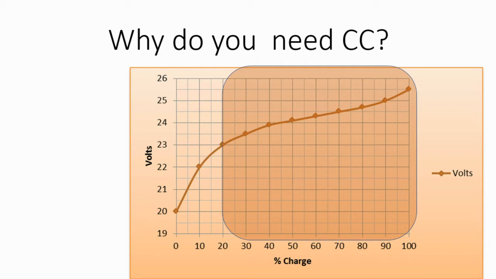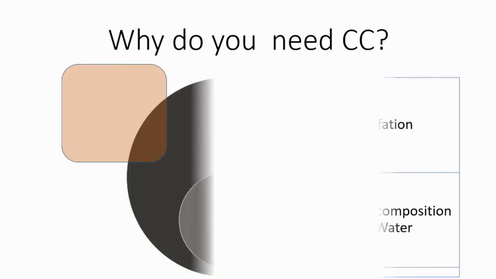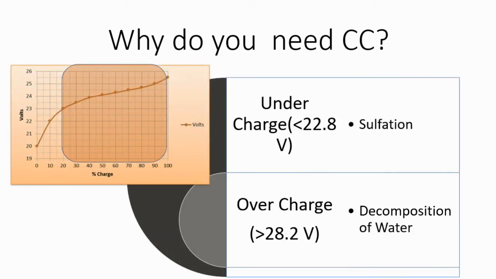Okay, if the voltage goes into the undercharging area or the overcharging area, what will happen? Let me show you. If the voltage goes under 22.8 volt, then sulfation will happen. Now what is sulfation? Sulfation is the formation of lead sulfate on the electrode of the battery. Sulfation will form a layer on the electrode and this layer will result in more heat and more resistance. So sulfation must be avoided.